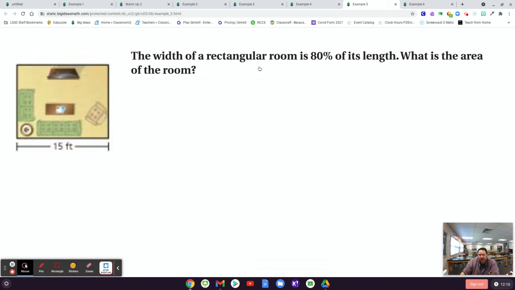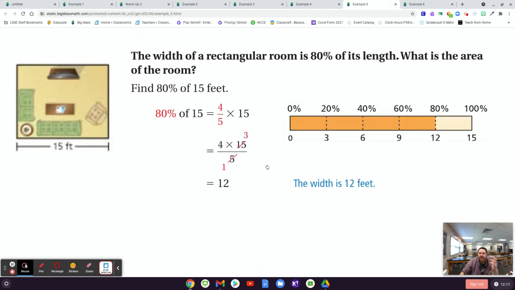So here we have: the width of a rectangular room is 80% of the length. It tells you the length here is 15 feet. So what is the area of the room? First you need to find the width, which is 80% of 15 feet. See if you can figure out what 80% of 15 feet is. To get 80% of 15 feet, 80% is 80 over 100, which simplifies to 4/5. 4/5 times 15 is 12. So the width is 12 feet.